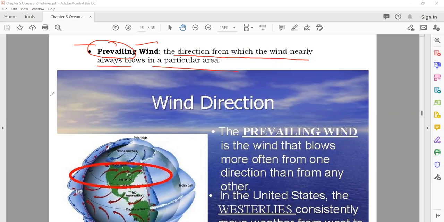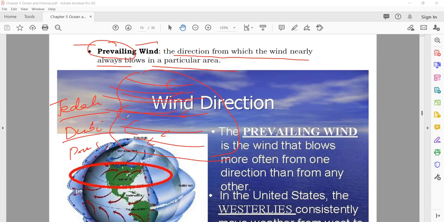For example, now you are in Jeddah. Let's say I'm giving the example. Or you are in Dubai. Or you are in Port Sudan. And this is the ocean. Got it? You find that in this area, the wind is always moving in this direction. Most of the time you'll find the wind will move in this direction. So the prevailing wind here is in this direction. That is known as prevailing wind. Got it? Any confusion?